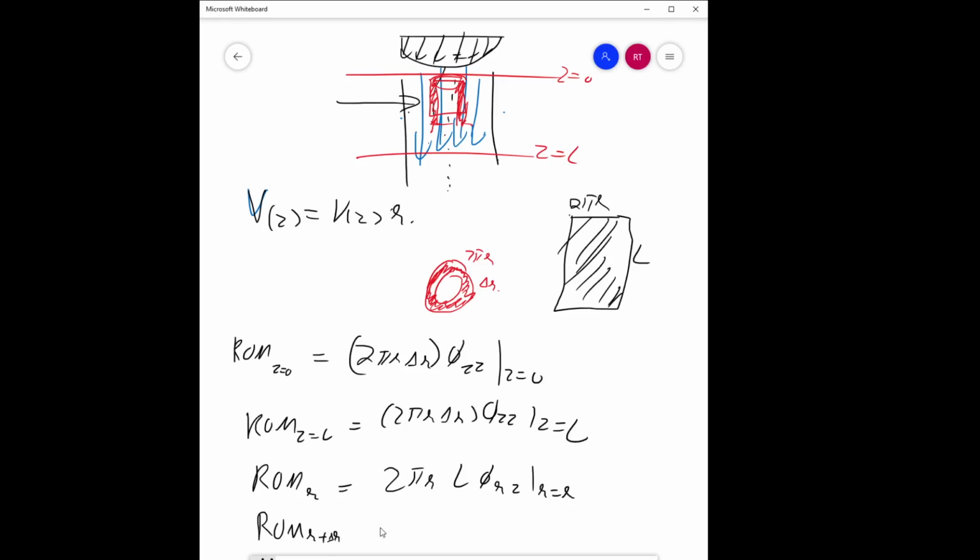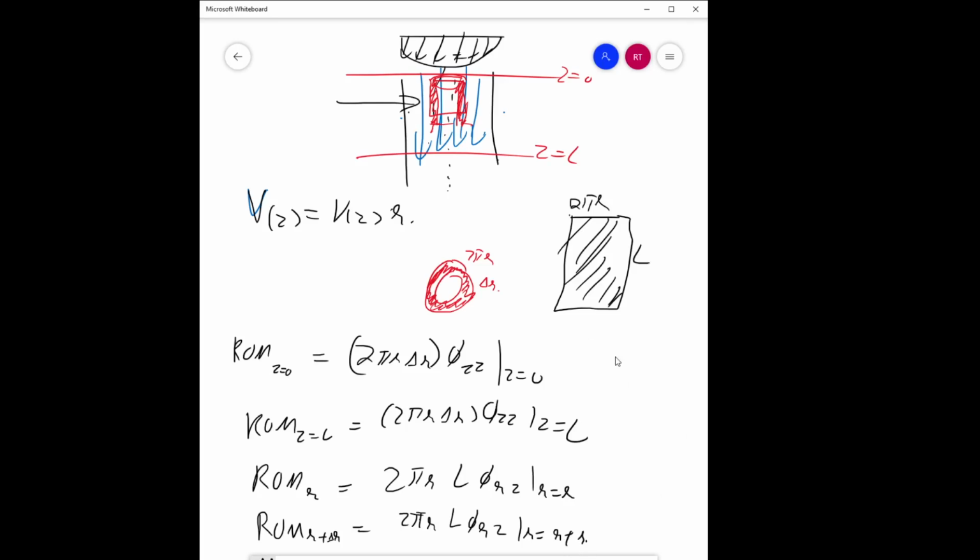At r plus delta r, that would be 2 pi. Now here you can just write r plus delta r, but since delta r is very small, you can just consider it again as 2 pi r, L, phi rz at r equal to r plus delta r.